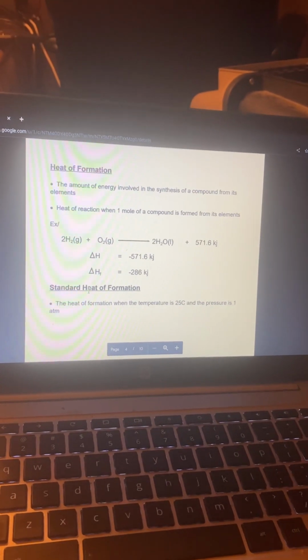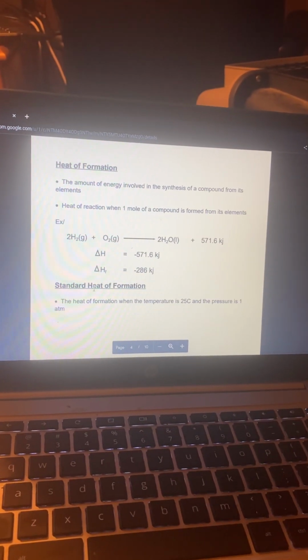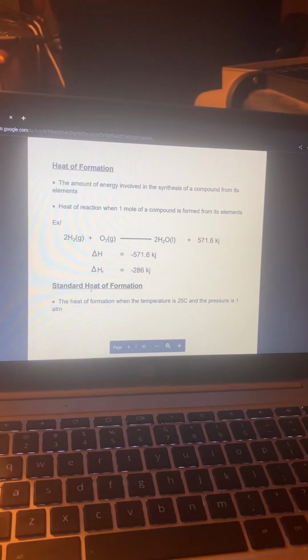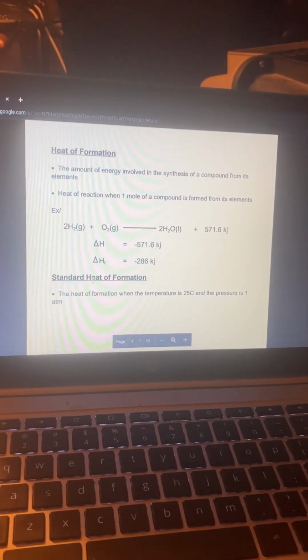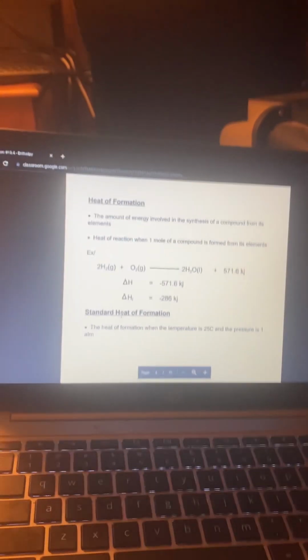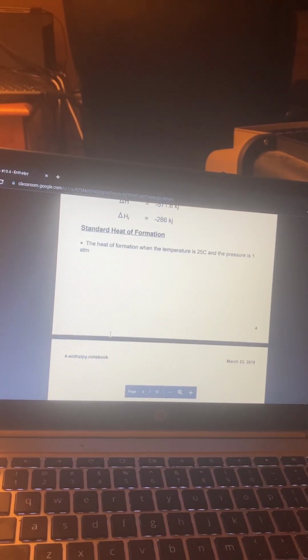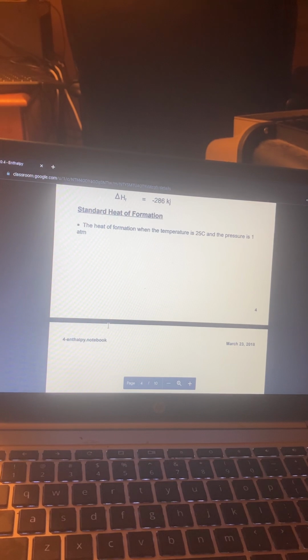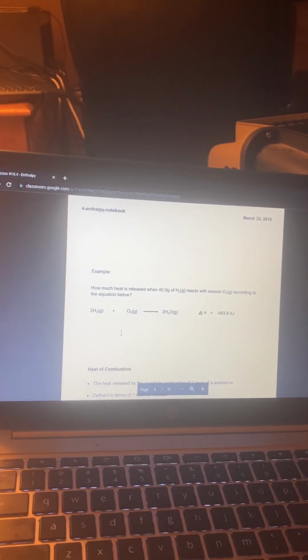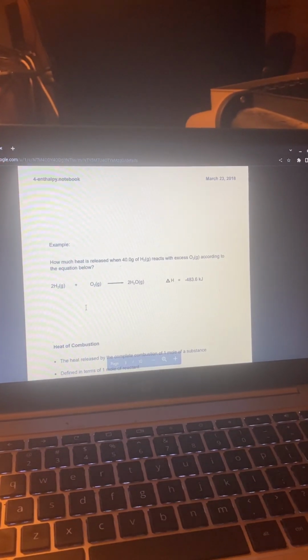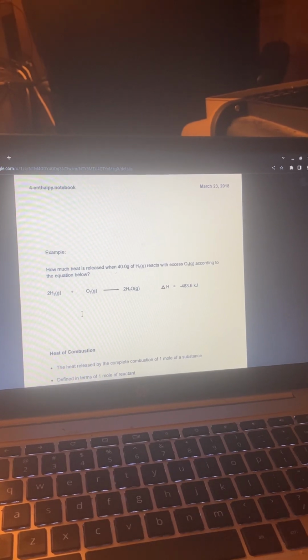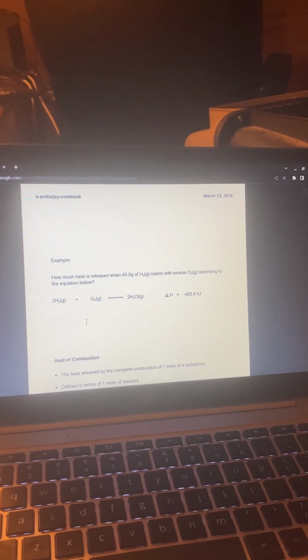Now, the heat of formation is the amount of energy involved in the synthesis of a compound. And the standard heat of formation is when the temperature is 25 degrees Celsius, 298 Kelvin, 77 degrees Fahrenheit, and the pressure is 1 atm, 101.3 kilopascals, 760 millimeters of mercury.